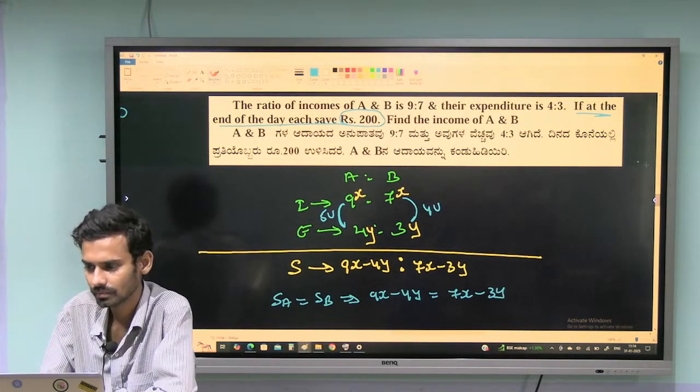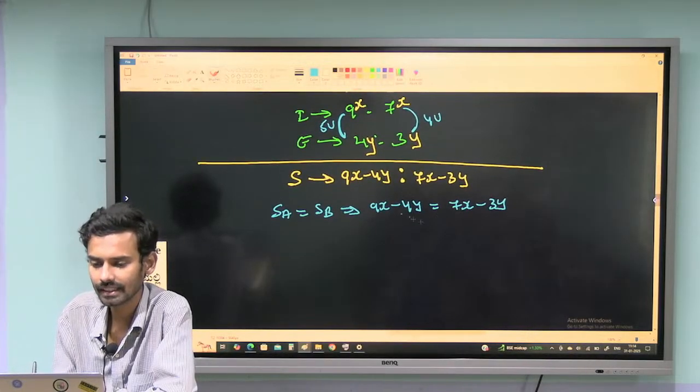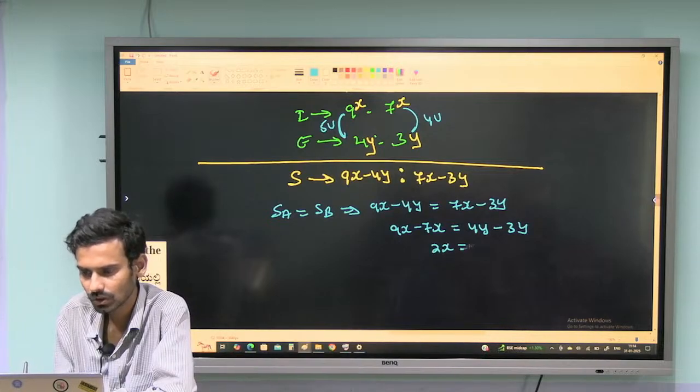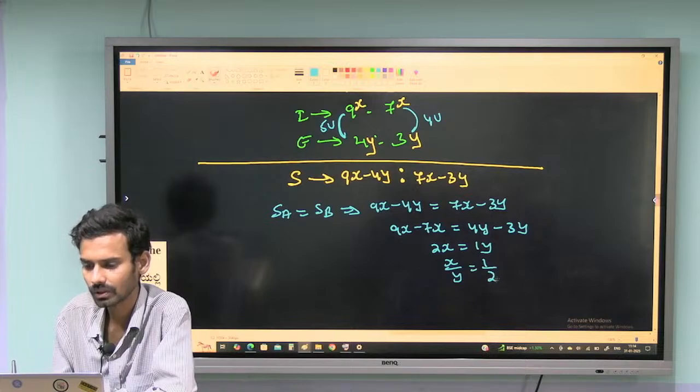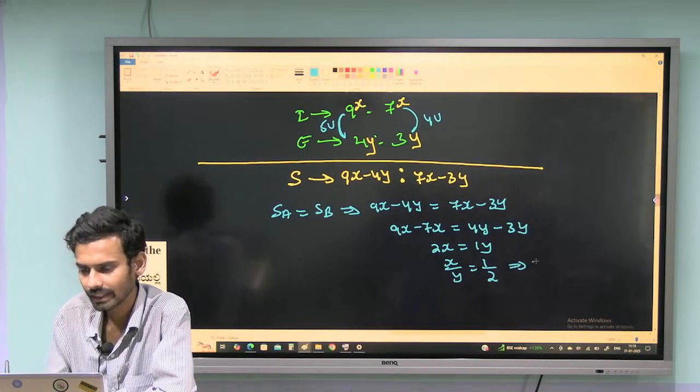Now take all the x terms to one side and the y terms to the other side. 9x minus 7x will be equal to 4y minus 3y. So you will get 2x is equal to 1y, so the x by y value is 1 by 2. Till here, is it clear? Or else you can take that directly: y is equal to 2x.